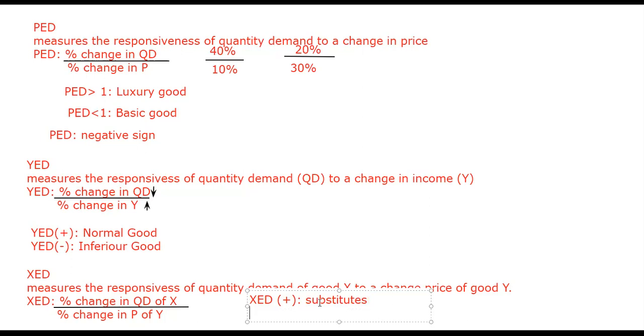Okay. If XED is negative, when the price of fuel increased to 140 Rand per liter, quantity demand of cars decreased. It goes down as well. It goes down, eh? What are those goods? These goods are complements.